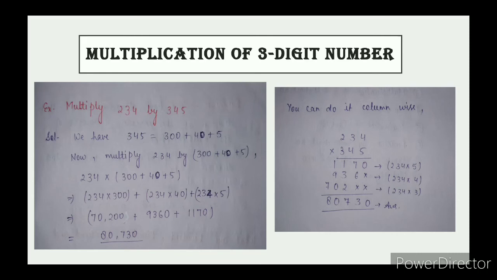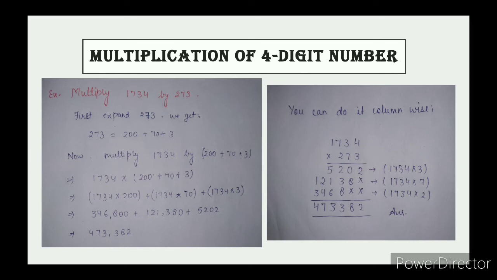Now what do we have to do in the distributive property? We have to first multiply 234 by 300, again 234 by 40, again 234 by 5. Now solve the products of these three and add them. You will get 80,730. You can do it column-wise also. So here also you will get the same answer, which is 80,730.